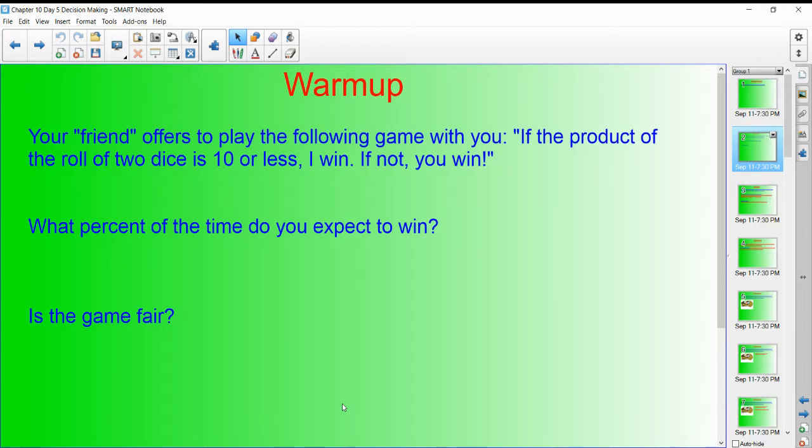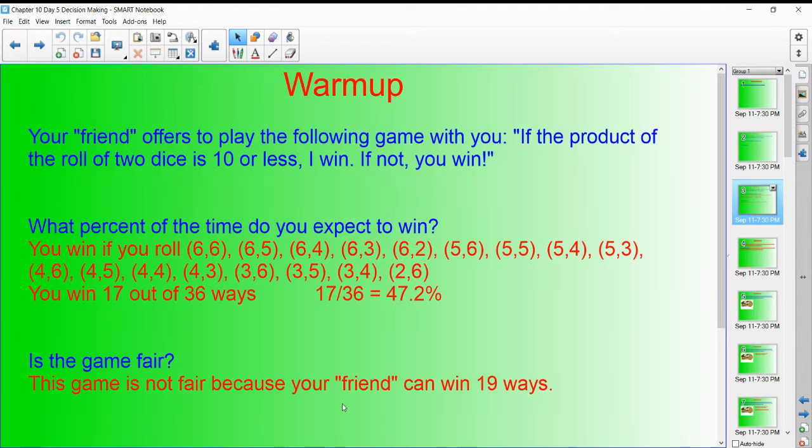So we've tried this out. Hopefully we remember that product means a multiplication problem. So we take the two dice, we multiply what's on the dice, and we'll see what happens. So we win if it's 11 or higher. So we need to think of all of the combinations that have a product of 11 or higher.